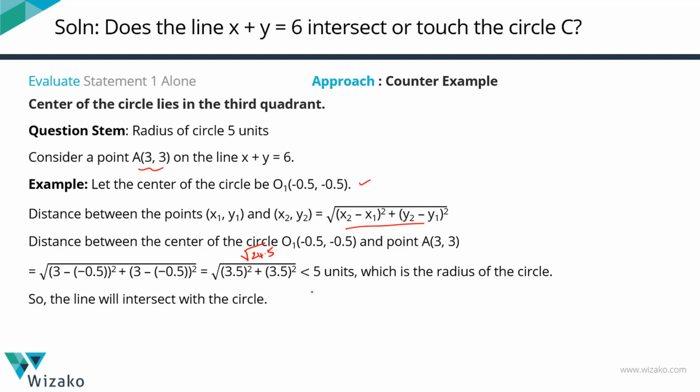So this number is less than 5, which means that (3, 3), if the center of the circle is at (-0.5, -0.5), is going to be at a distance which is less than the radius of the circle. Which means if the center of the circle is (-0.5, -0.5), there is a point on the line that's lying inside the circle, which means this line will intersect the circle. So I didn't use the perpendicular distance formula. I've used a different formula. This is another way to approach it. If this is the center of the circle, then the answer to the question is a yes. For the counter example, we'll have to look for some case where it is going to be a no.